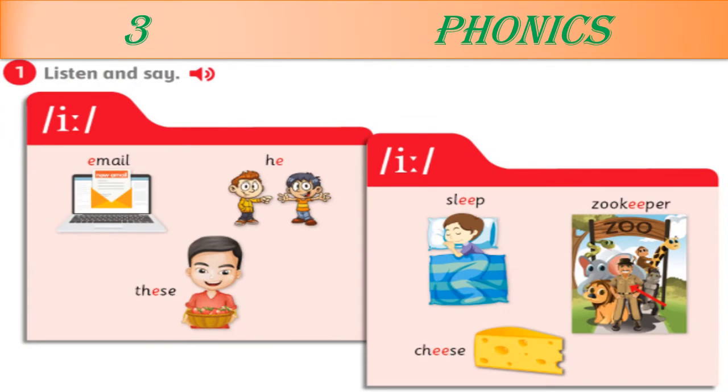Number 3, my dear students, we are going to talk about phonics. Phonics. Number 1, listen and say. E. E. Now we are going to read these words carefully and try to pay attention to the pronunciation of each letter. Email, email, he, these, sleep, sleep, zookeeper, cheese.